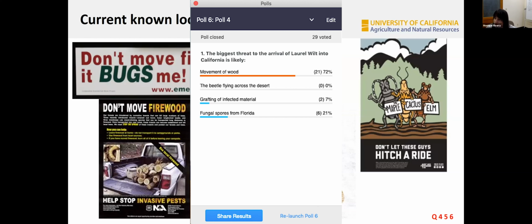Grafting of infected material, I think that based on our awareness of the various diseases that can be spread, I mean, maybe, but I kind of doubt it, because the tree that has the Laurel Wilt will look so bad that no one's going to want to graft it. And then fungal spores from Florida, not going to happen. They're not going to move without the beetle.